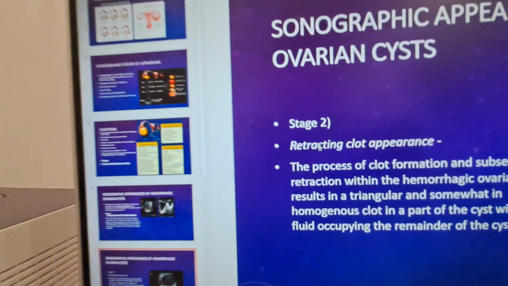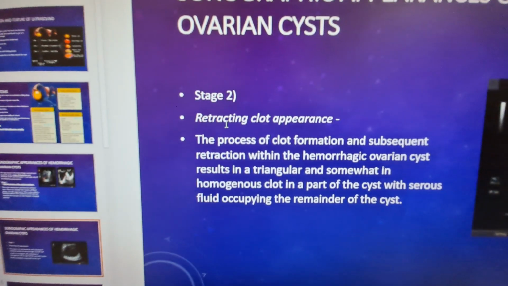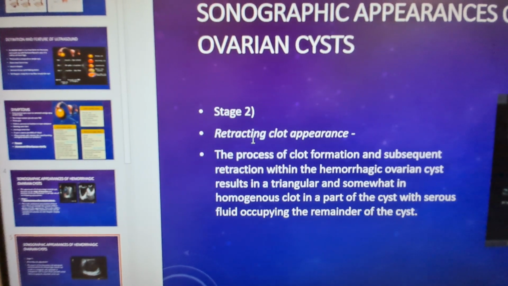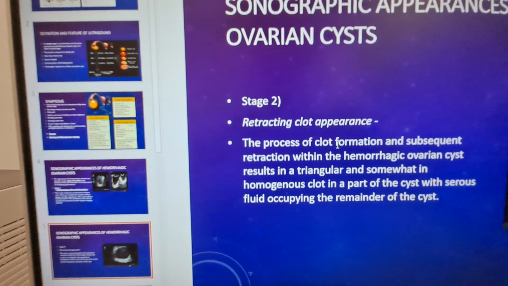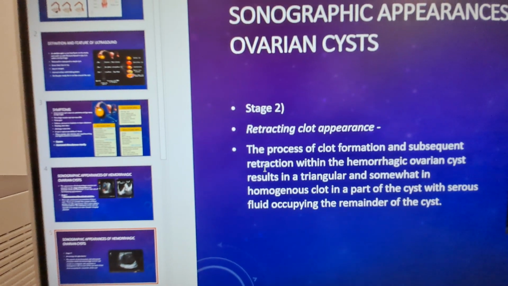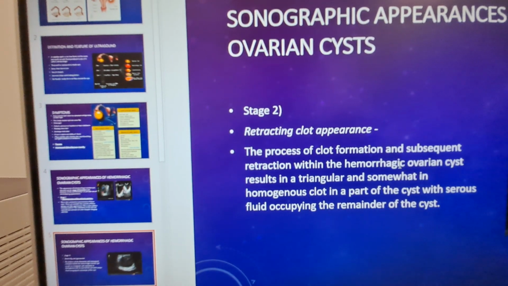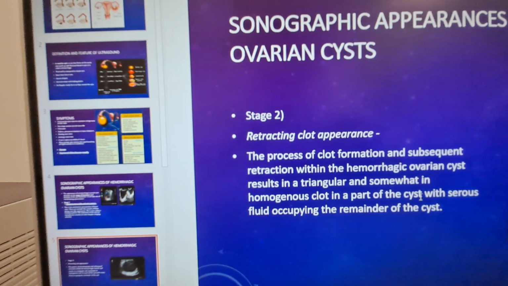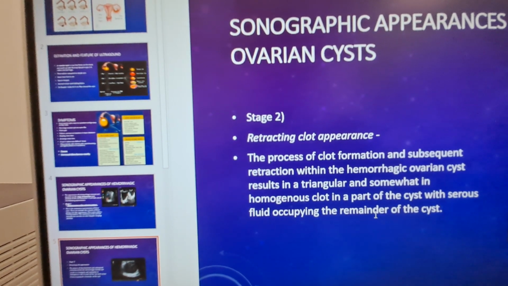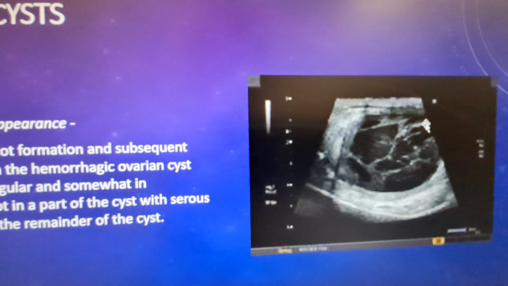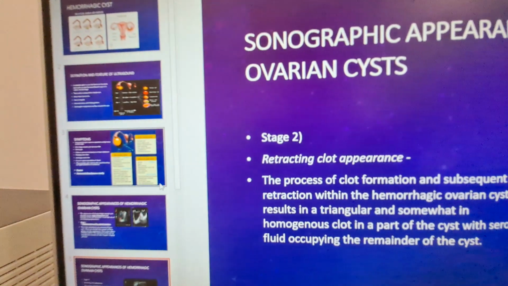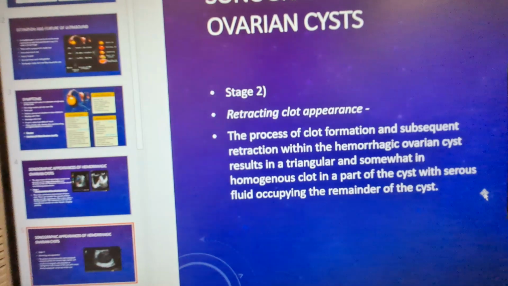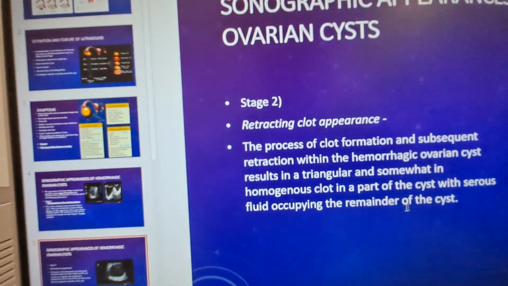So the second stage, what is the second stage of this one? The second stage is retracting clot appearance, the process of the clot formation. The subsequent retractions within the hemorrhagic cyst result in a triangle, and sometimes a hemorrhagic clot in part of the cyst, like a serous formation in the cyst. This is a net-like appearance, which is called a retracting clot appearance, and you see in between them a fluid, which is called serous fluid, occupying the cyst.